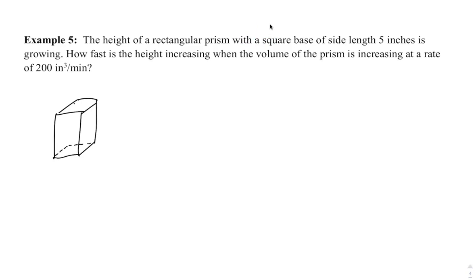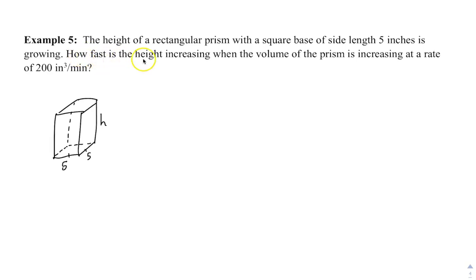Now most of the time I would write a variable here, but I know the bases are 5 inches. So these are constants: 5 and 5 squared. The height of a rectangular prism is what I'm looking for. The square base is growing. I don't know the height, but I know it's growing, so I'm going to put the height as h. Again, I know the square base is 5, but the height I have no idea.